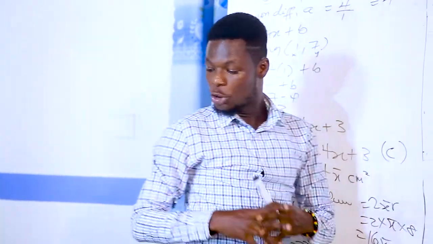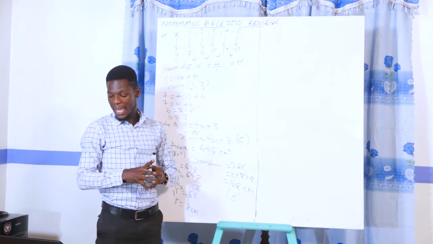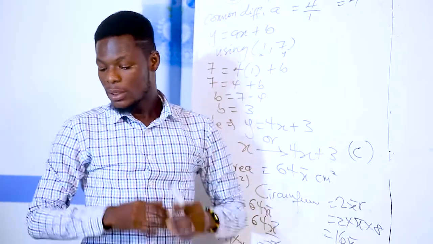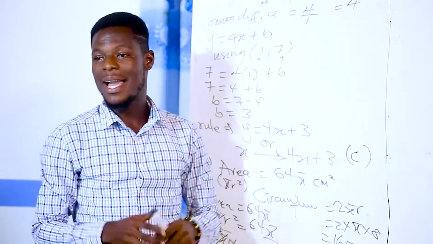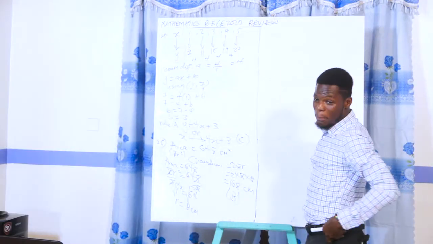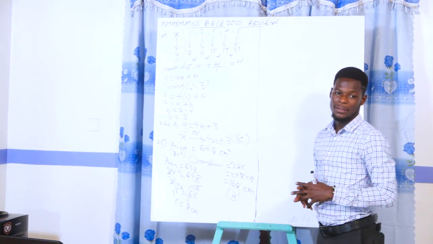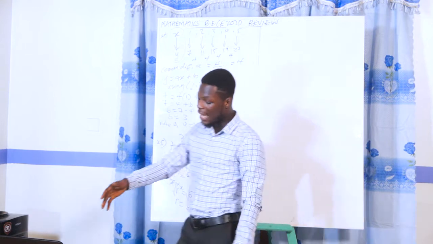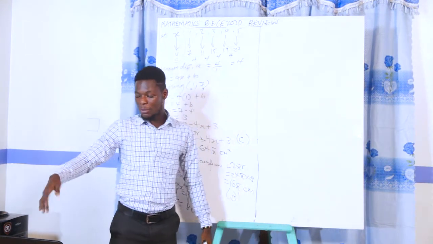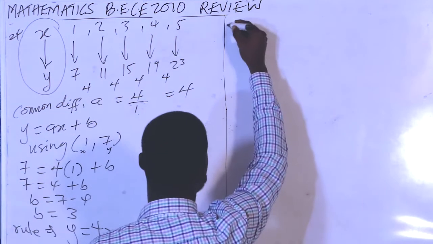Which of the following geometric figures is a plane shape of a cube? A, circle, B, rectangle, C, square, and D, triangle. So when we take a cube, simply, a cube has a base area of a square. So it means that when the question asks you which of the following geometric figures is a plane shape of a cube, the answer is a square, which is C.